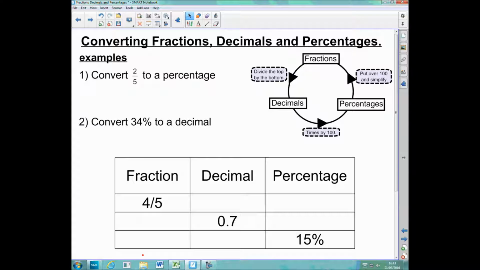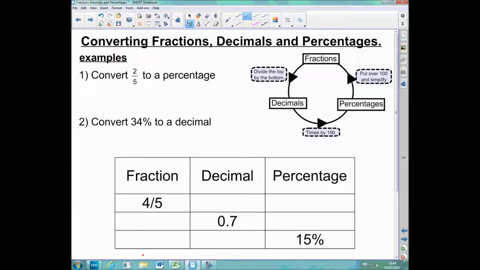So we've just looked at changing fractions to decimals, and we've previously looked at changing decimals to percentages and percentages to fractions. But what would happen if I wanted to change a fraction to a percentage, like in my first example? Well, I'm going to make use of this wheel on the right here. Firstly, I'm going to change a fraction to a decimal, and then I'm going to change that decimal to the percentage. So I'm just going to start off by changing 2/5 to a decimal.